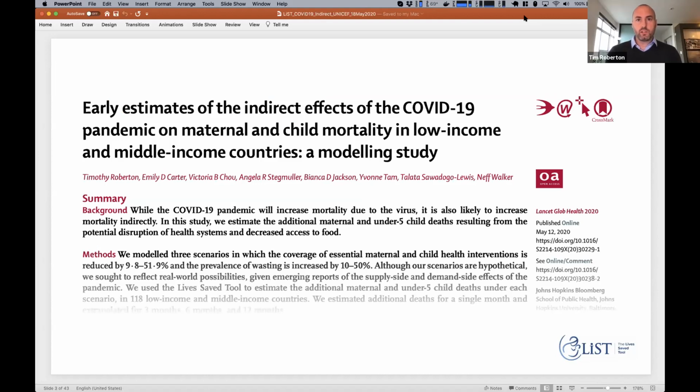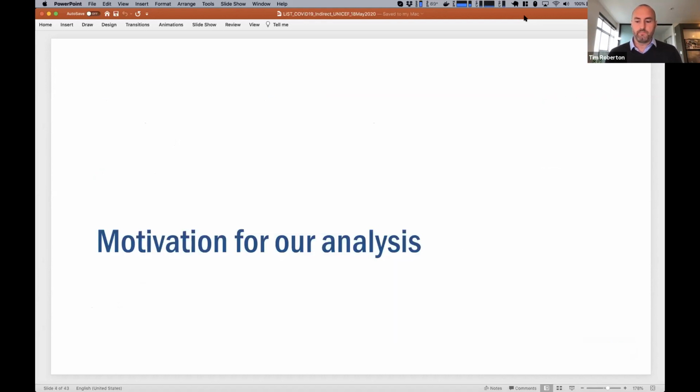I imagine most of you have seen this paper. This is the paper that we're talking about here, the analysis that we're talking about. I'm not going to talk too much about the results in this presentation. So if you are interested in diving a little deeper into some of the results or the discussion, I direct you to this paper, which you can find online.